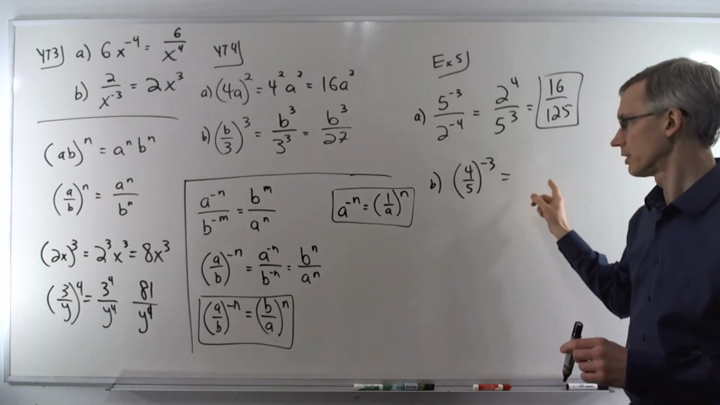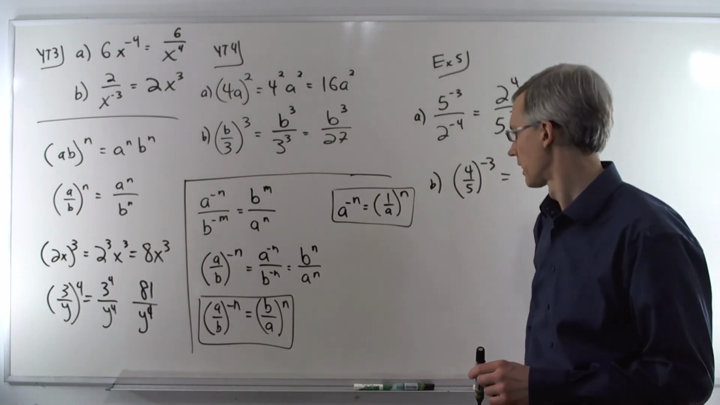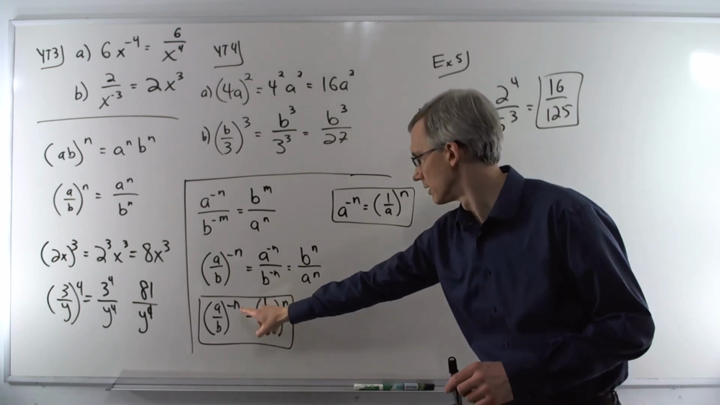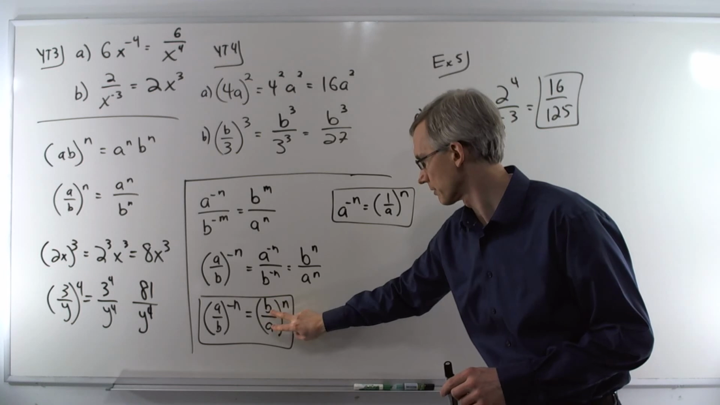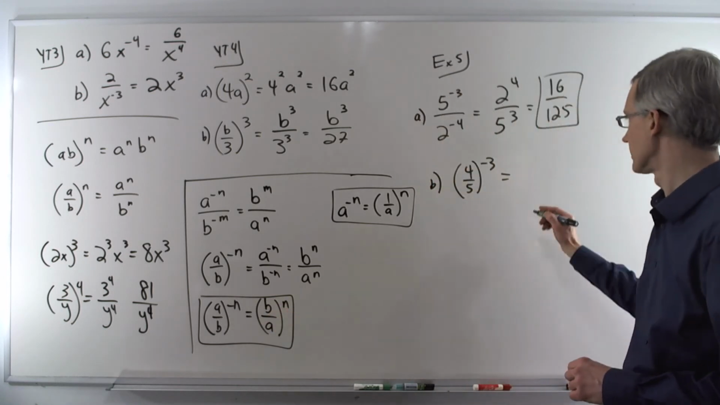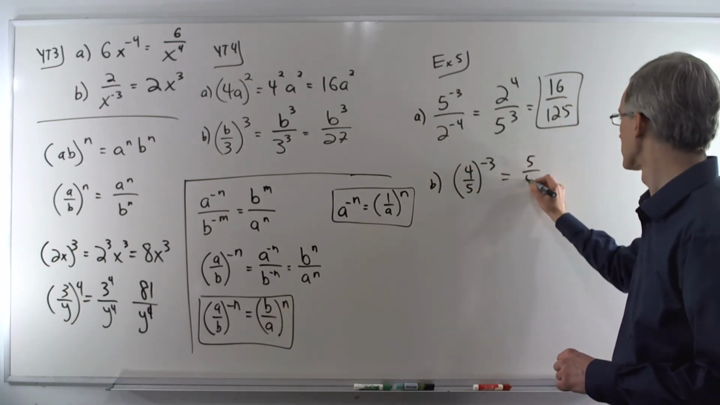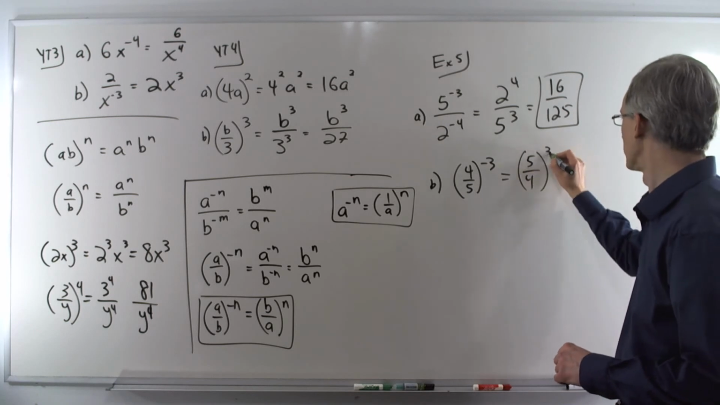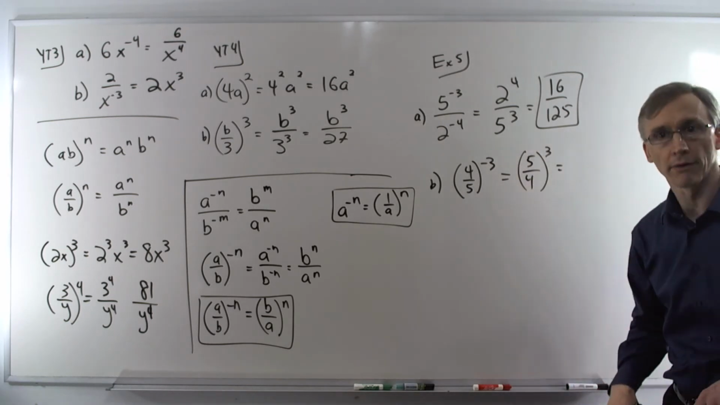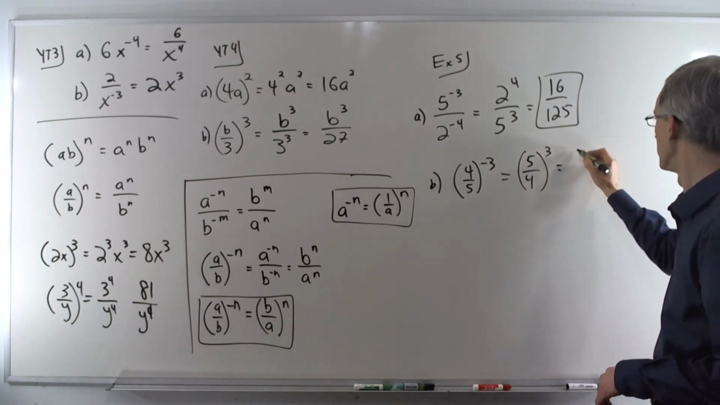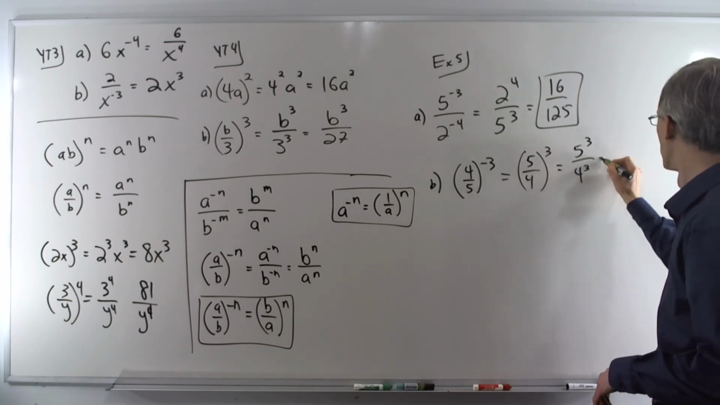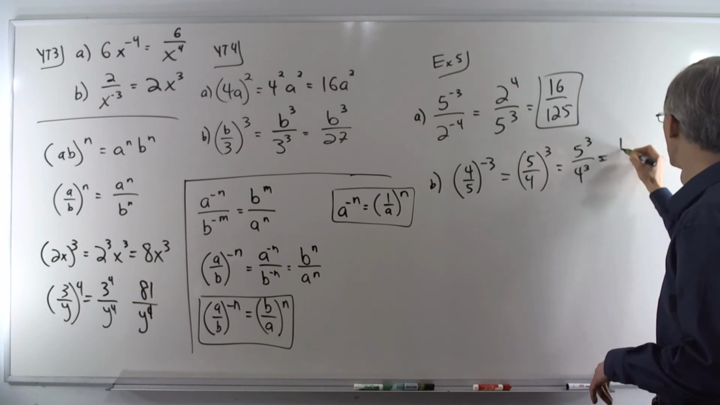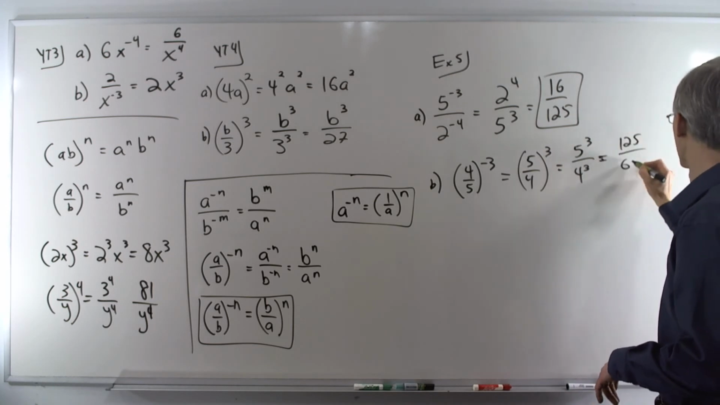For this one, we're going to use this rule here. Fraction to a negative exponent. Take the reciprocal of the fraction, make the exponent positive. So that is 5/4 to the 3rd power. Now we can apply the exponent to the numerator and denominator separately. So 5 to the 3rd over 4 to the 3rd, 125 over 64.